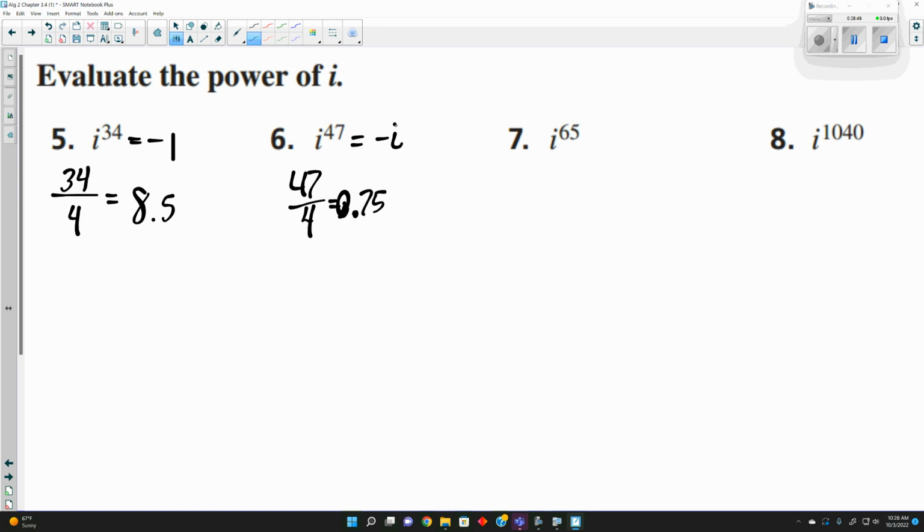Now we can look at the next one, i to the 65. 65 divided by 4 is something point 0.25, is what you all were saying? So this is i.